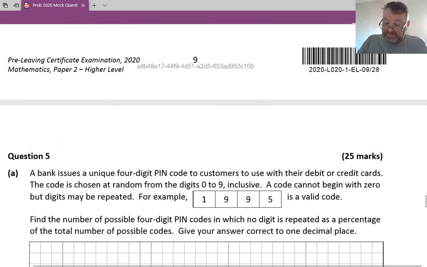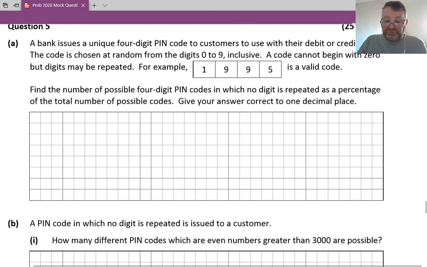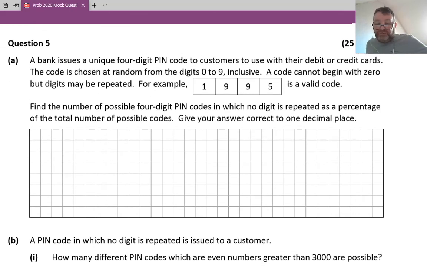Okay, is that it? Oh yeah. Question five. The bank issues a unique 4-digit PIN code to customers to use with their debit or credit cards. The code is chosen at random from the digits 0 to 9. A code cannot begin with 0, but digits may be repeated. For example, 1995, etc. Find the total number of possible 4-digit PIN codes in which no digit is repeated. Okay, just underline that. No digit is repeated.